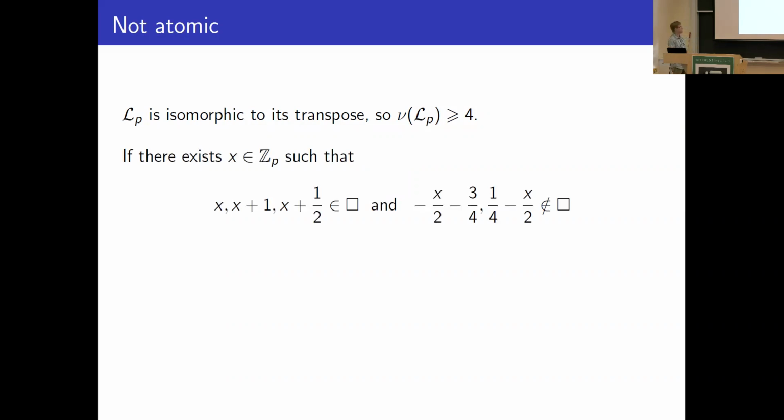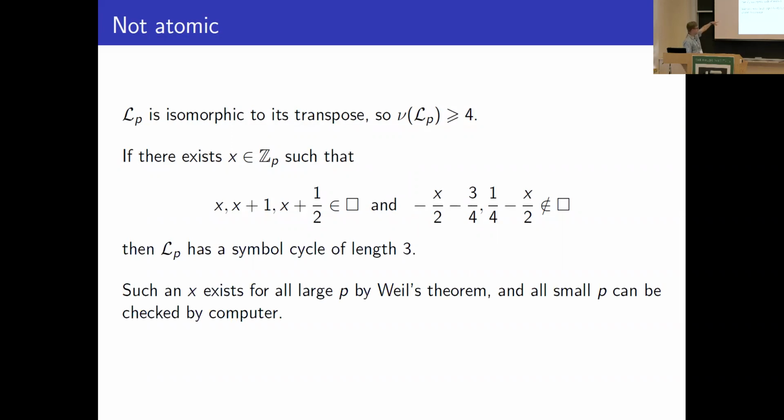And to show it's not the case, I just need to find an element of ZP such that these three things are quadratic residues and those two things are not quadratic residues. And if I can find an X with these properties, then it will lead to a symbol cycle of length 3. So just on 3 symbols, I get a nice short symbol cycle. And it's easy to apply Weil's theorem and show that for all large P, there will be X that satisfy these properties, where large in this case means just 1600 or something. You can easily compute up to there and find there are always short symbol cycles.